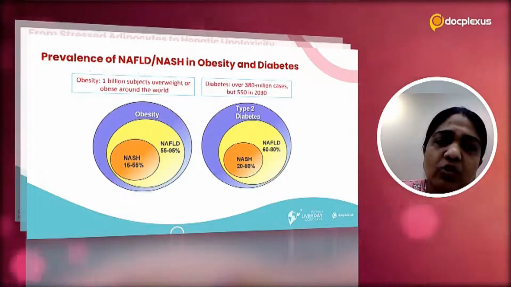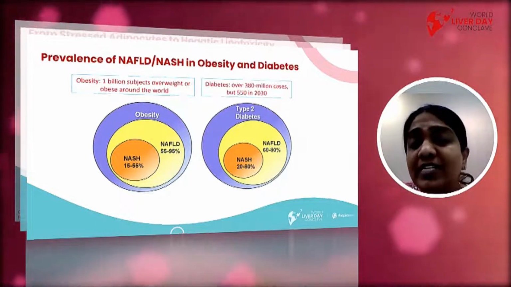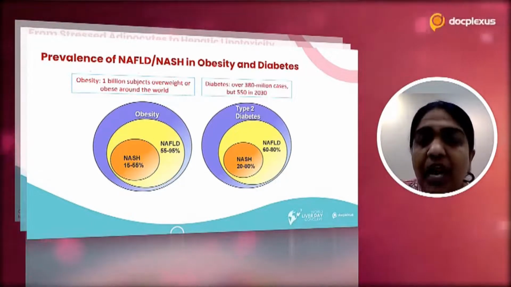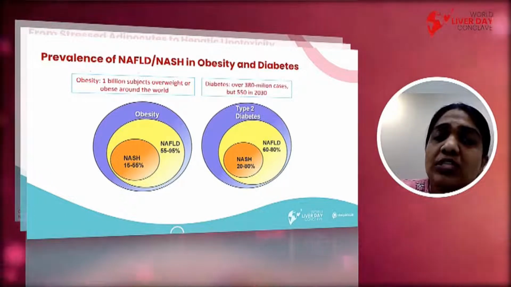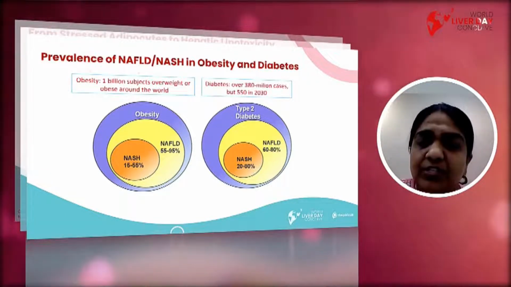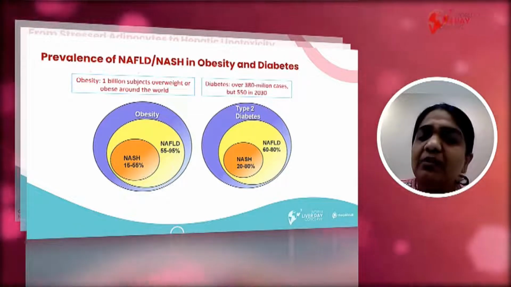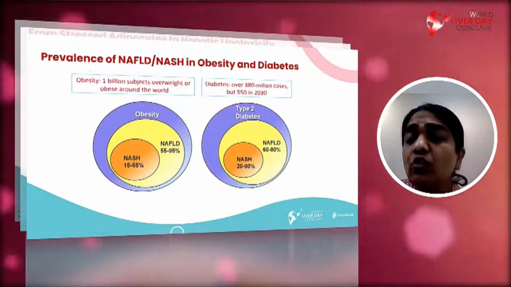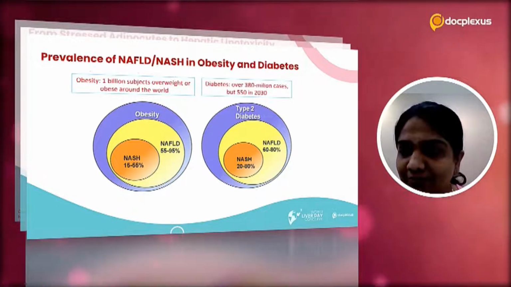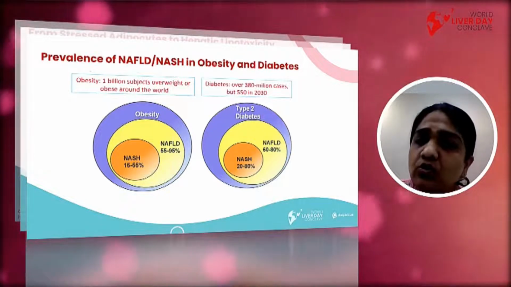So as we have already discussed, it is more prevalent in patients who are obese. So a large chunk of the population is already obese, out of which around 50 to 90% have NAFLD, of which around 15 to 50%, that means almost half of it, have NASH. So the prevalence is more in patients who are obese. Similarly, in patients who are diabetic, around 60 to 80%, meaning almost two-thirds of them, have got NAFLD, of which around 20 to 80% also have NASH.